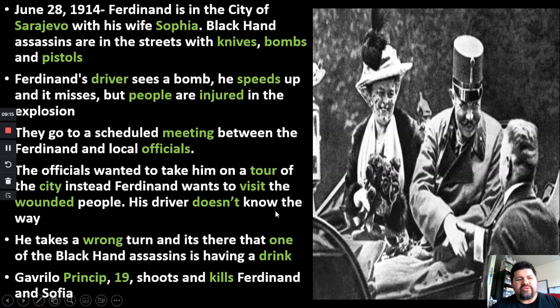So, June 28th, 1914, Ferdinand is in the city of Sarajevo. Okay, he's there with his wife Sophia, as you can see from this picture right here. The Black Hand assassins are in this crowd. Right, there's a whole crowd of people just waving at him, cheering him, yay, yay, Ferdinand, yay, welcome, welcome. He's in his car, just waving and things like that. The Black Hand assassins were throughout the crowd, and they were armed with knives, bombs, and pistols.